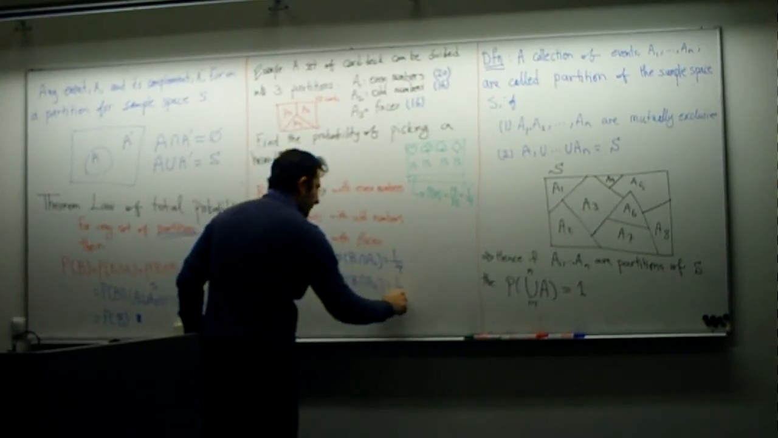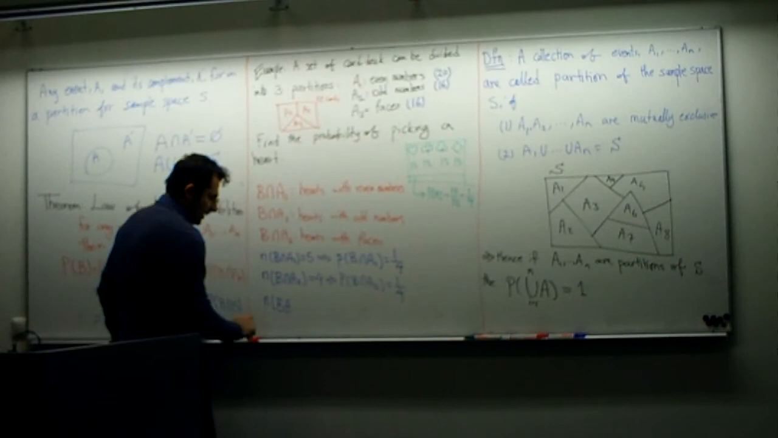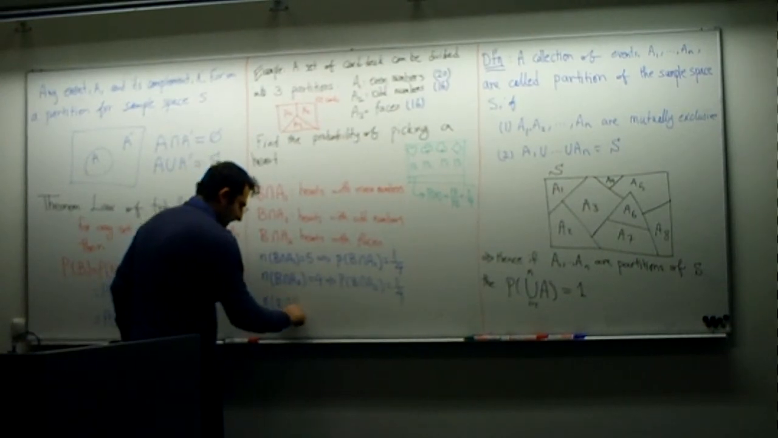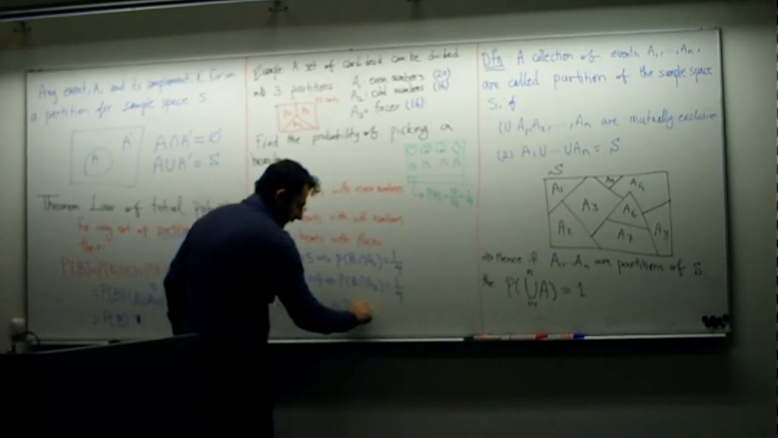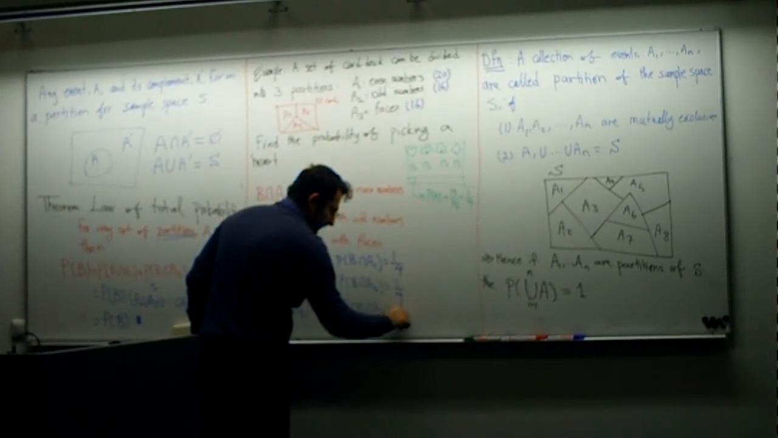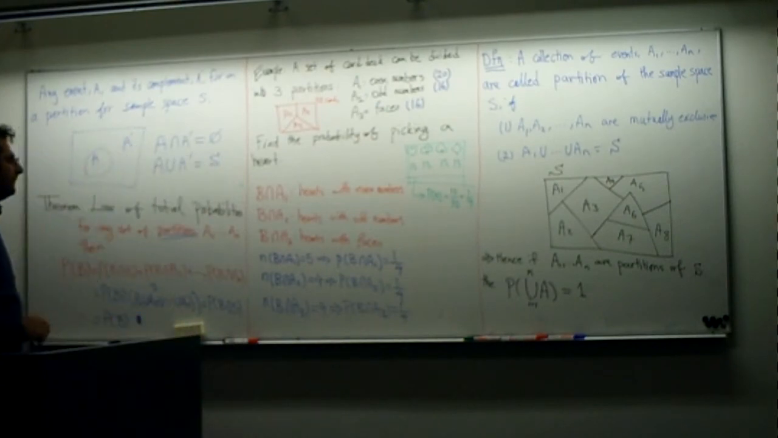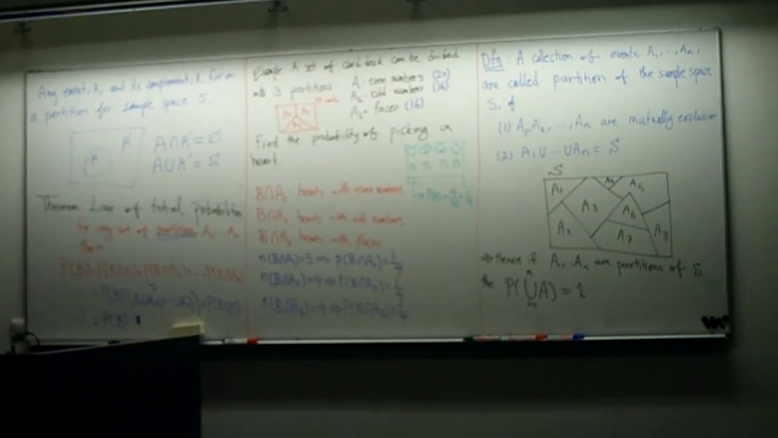Over 16, 1 over 4. And the probability of something weird, A3, is 4 over 16, which is 1 over 4, right? Are we correct? Hearts will be odd. So then the probability of B should be the probability of each of them added to 3 over 4. Something is wrong here.